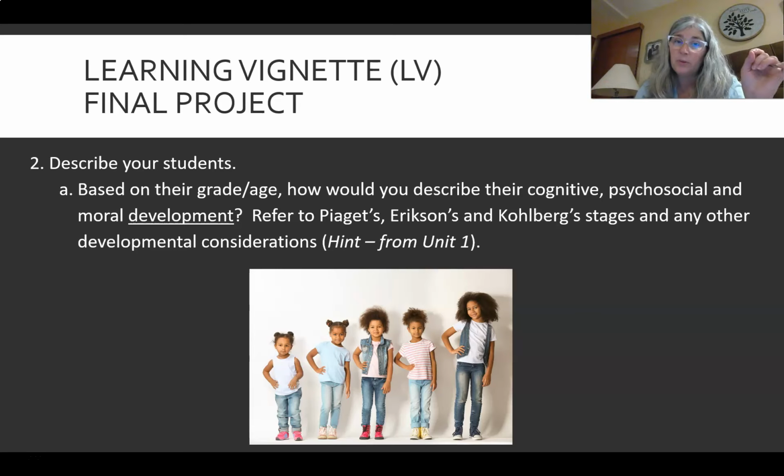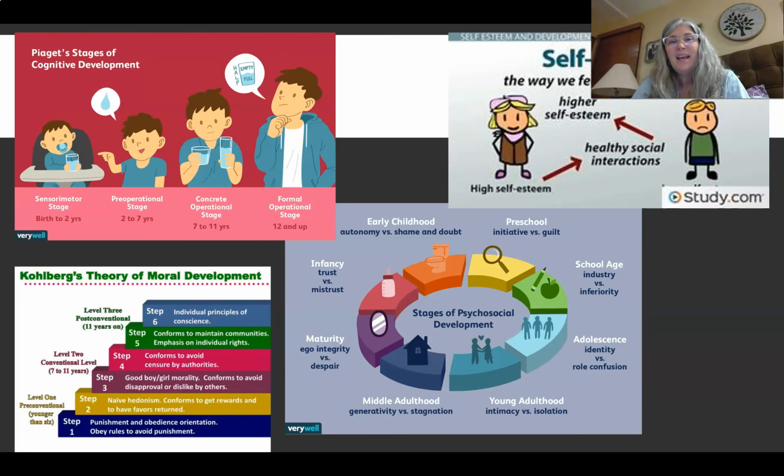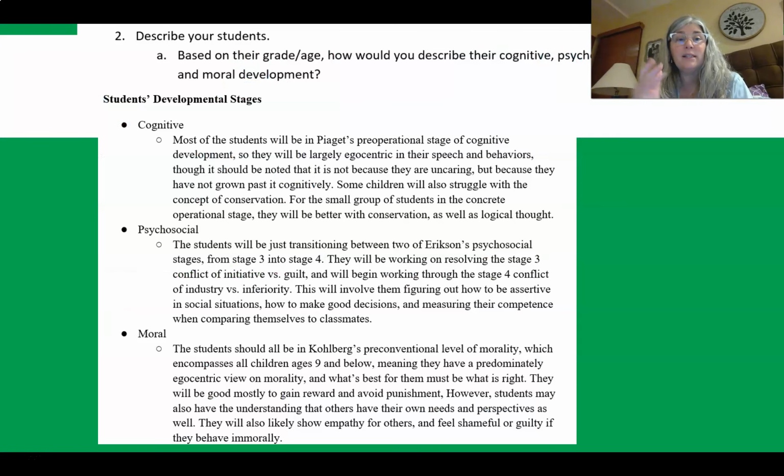So for number 2, Part A is describe your students to me. And so here's what I'm talking about. Think about where they would be on our various stage theories. You might want to refer to their self-esteem, anything else that would be relevant to that age group. Here is a sample answer. You can see in this particular sample lesson plan from a student from a previous semester that they did it in bullet points and they went through each area.